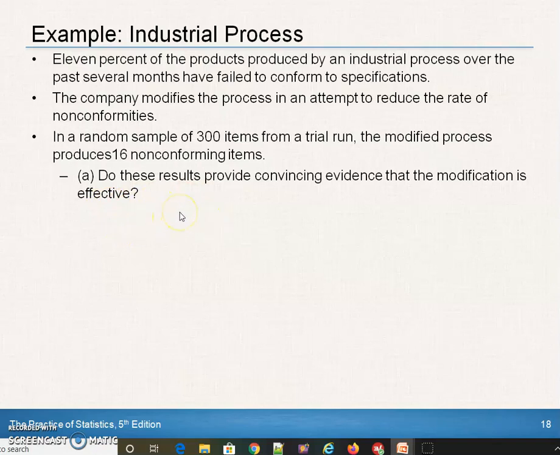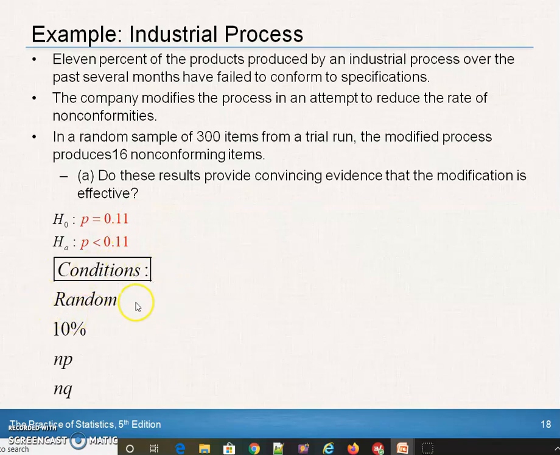Well, we're going to do a significance test for a proportion. So the population proportion, the 11%, is what the population is right now. So that's P equals 0.11. We would like to see if what we did changes that to less than 11%, or 0.11.